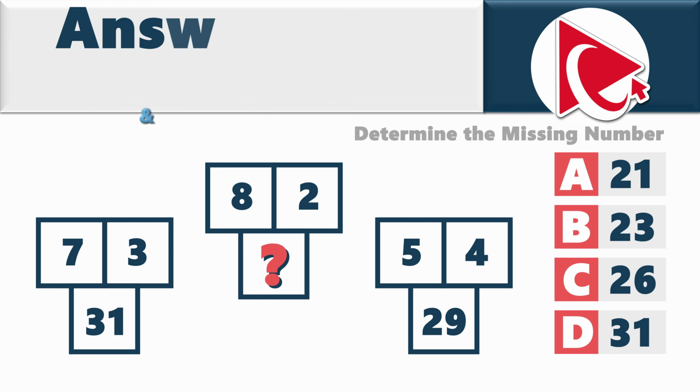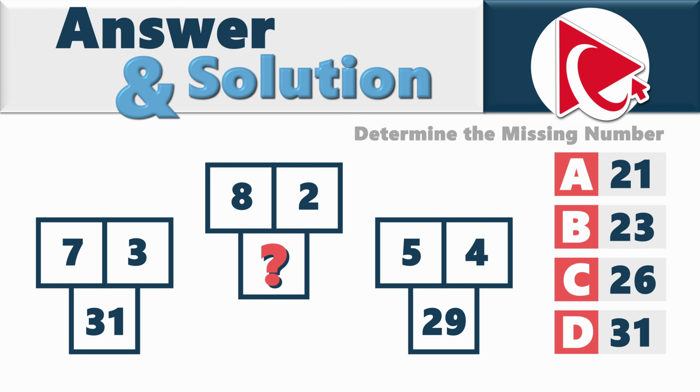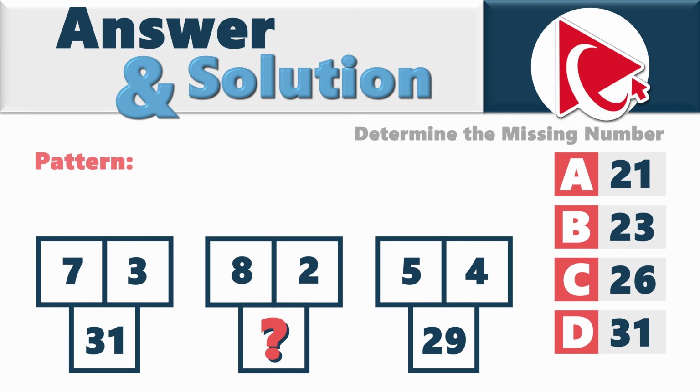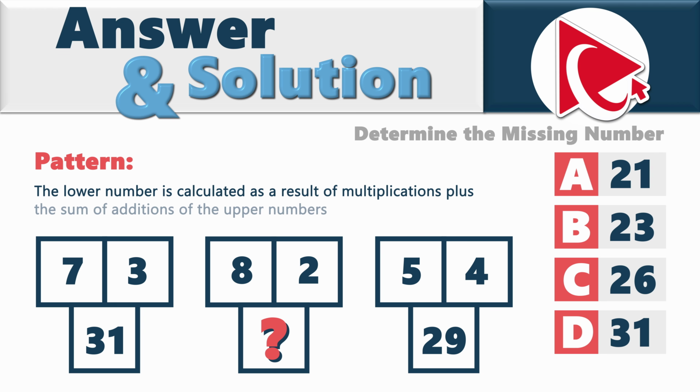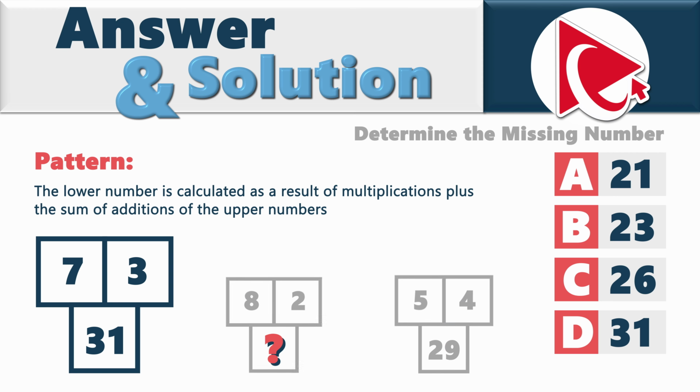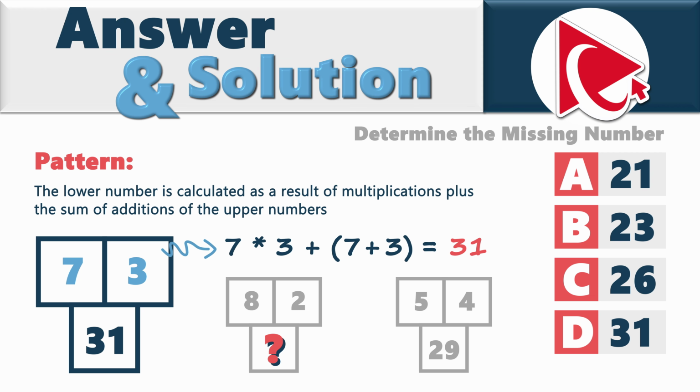Hopefully I didn't disappoint you saying that the answer might be simpler than you think. In fact, the pattern here is that the lower number is calculated as a result of multiplication plus the sum of additions of the upper numbers. Let's look at the example. The first group of squares has number 7 and 3 in the top. 7 multiplied by 3 plus (7 plus 3) equals 31.